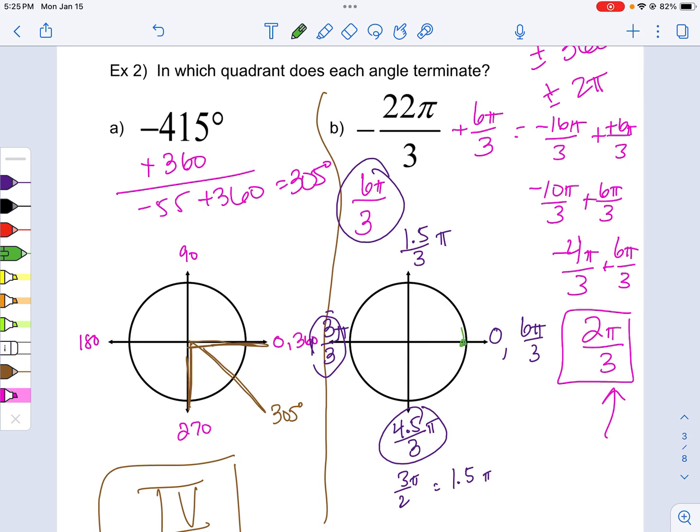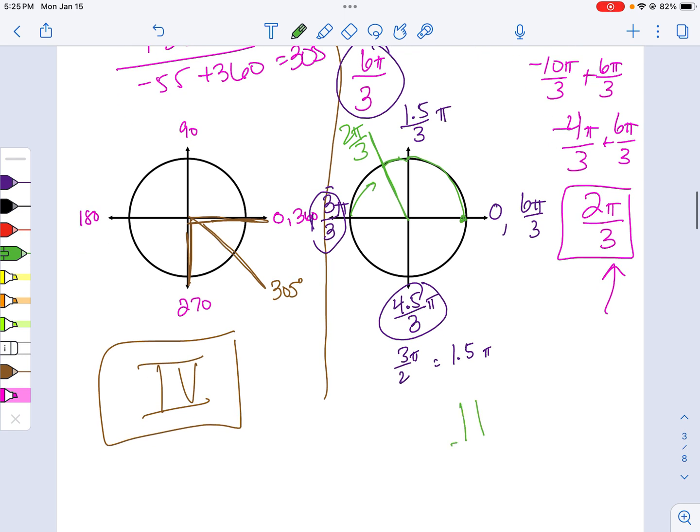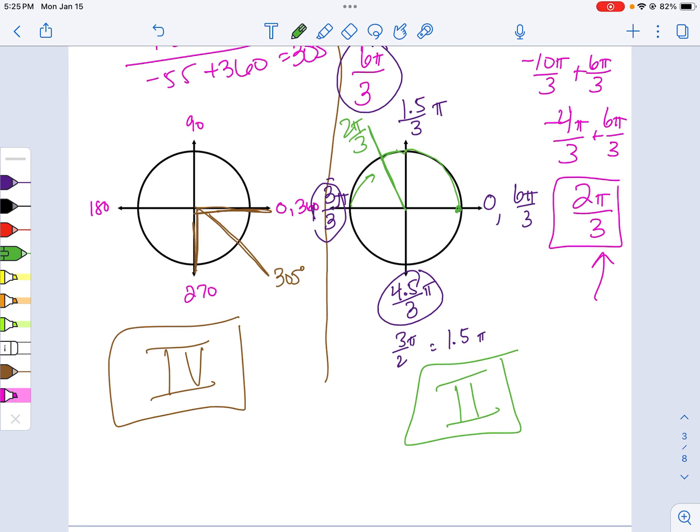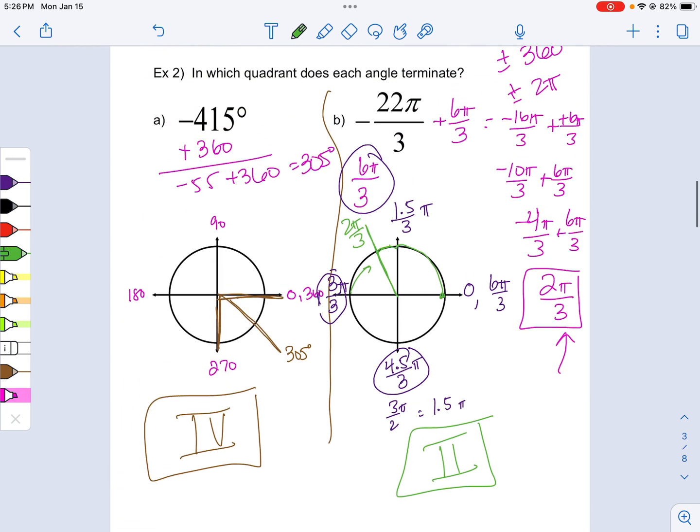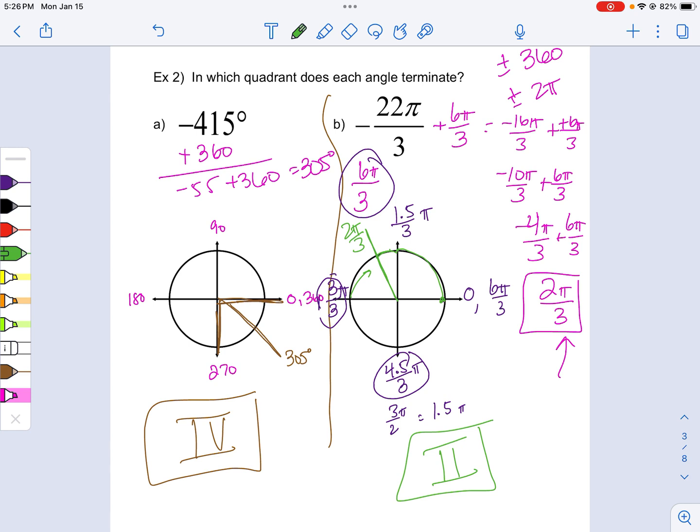All right, so again, we're trying to find the quadrant that this angle is located in. So I know if I start here at 0 and I rotate, well, there's 1.5. Well, I know 2 is more than 1.5, but less than 3. So 2 pi over 3 has to end in quadrant 2. So that angle terminates in quadrant 2. So we want to just keep adding 2 pi, keep adding 360, depending upon what units it's in, and then try to figure out where that angle is located.